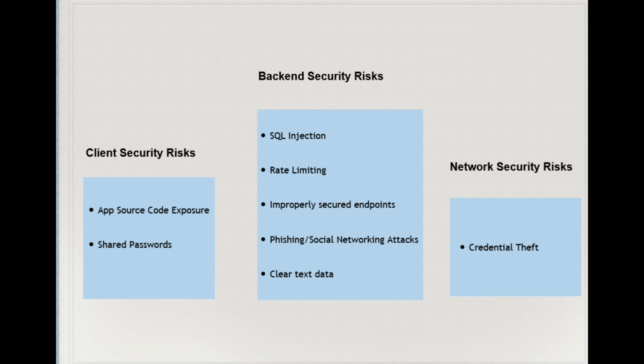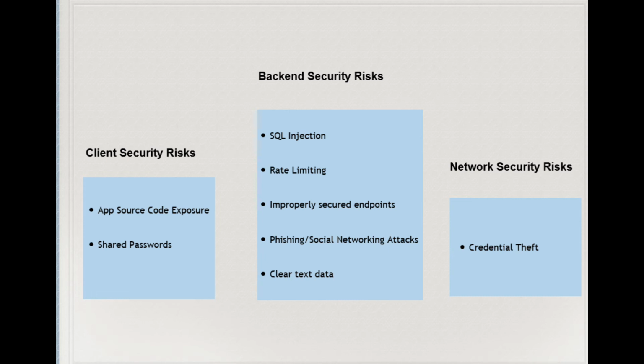Improperly secured endpoints. You have to have your URL very secure. And phishing or social engineering attacks. Social engineering attacks are a big way that API hackers use to crack into an API and take advantage of any vulnerabilities they may find. Clear text data. Any sensitive information, mainly passwords, should never be in clear text.